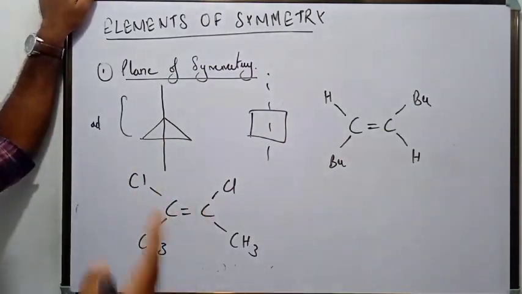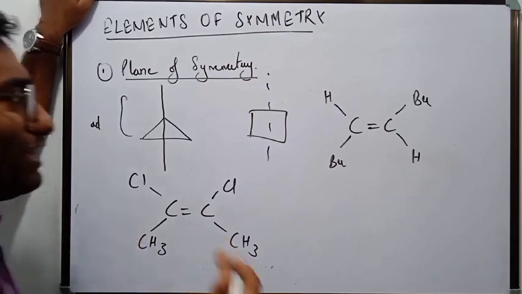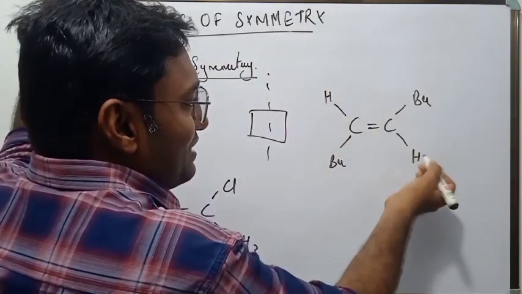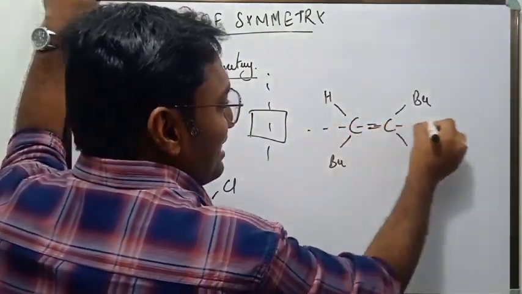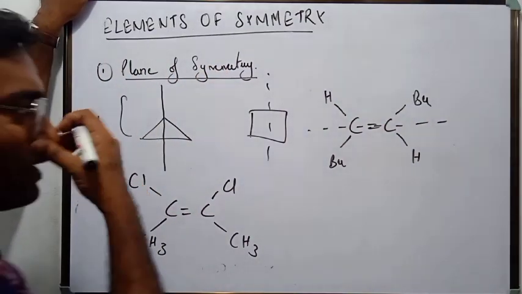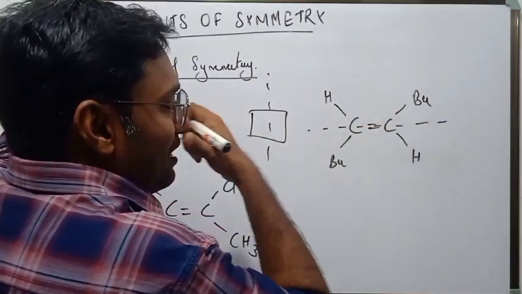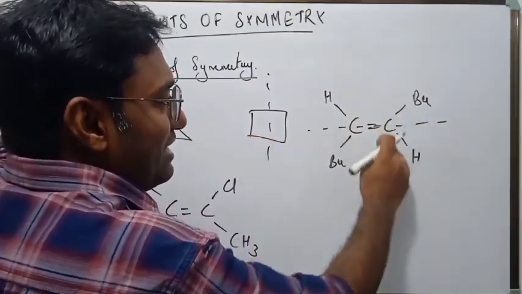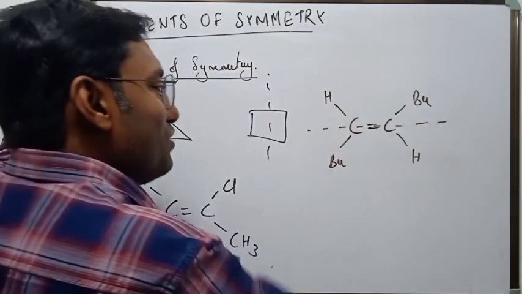So we are using this element of symmetry to know whether it is achiral or chiral. Here we can divide it like this. The plane can be vertical or horizontal. Here we have got a horizontal plane that can divide it into two equal halves. So this is also achiral.